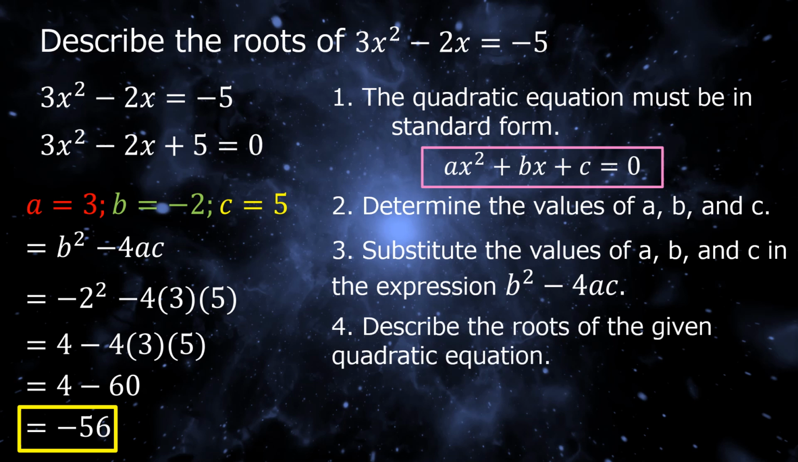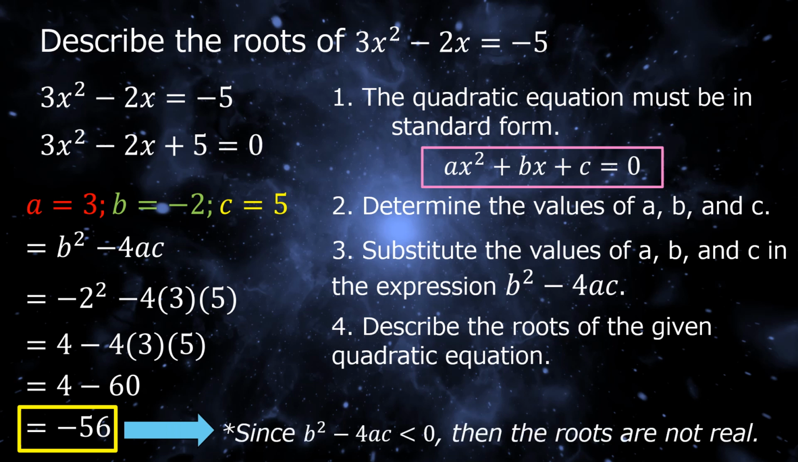Last step is to describe the roots of the given quadratic equation. Negative 56. So, since b squared minus 4ac is less than 0, ibig sabihin, mas maliit ang negative 56 sa 0 kasi negative number siya, then the roots are not real.